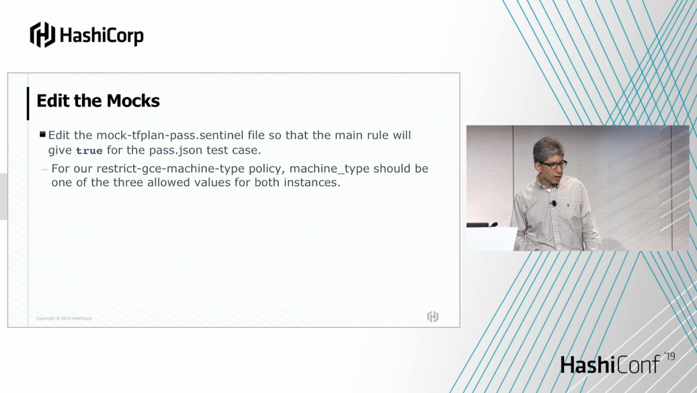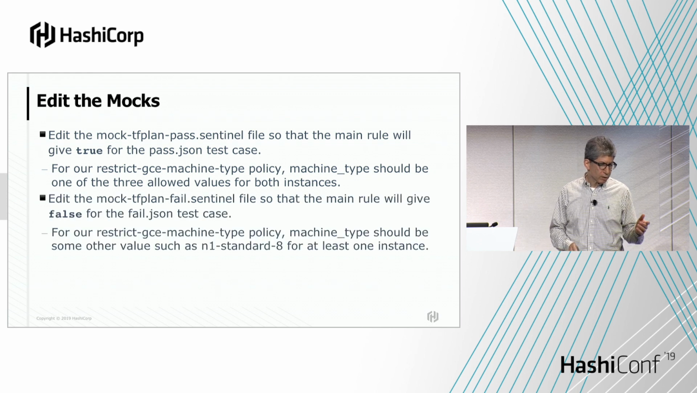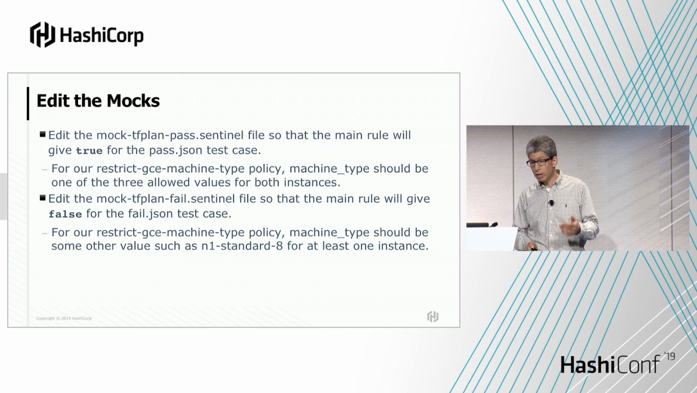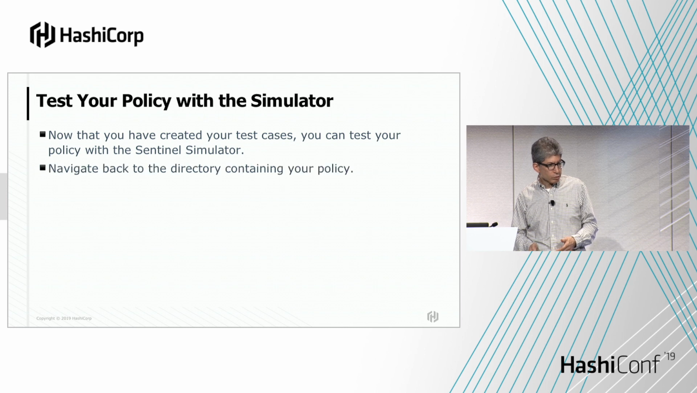Okay, then you can edit your mocks. I'm going to go a little faster here. You edit your mock TF plan pass Sentinel file so that it has legitimate values, machine types that are allowed. You edit the mock TF plan fail Sentinel mock file so that the main rule will give false, which means we're going to use something like N1 standard 8, right? That's not one of the allowed things. And then you can test with the simulator.